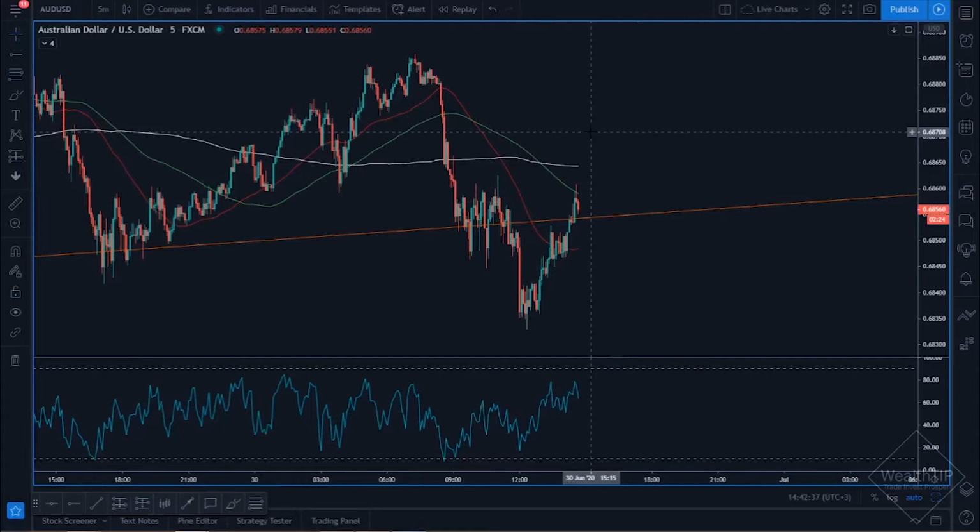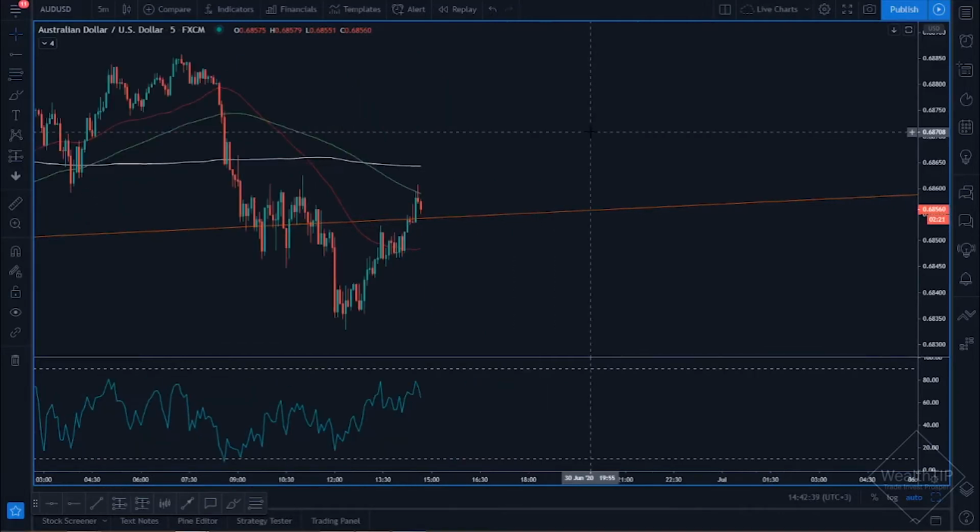Today I'm looking to short the Aussie dollar, and that's only going to be on the basis that we have a very nice 5-minute bearish candle over here. The reason for me taking this particular position is because we hit a number of resistance overall.